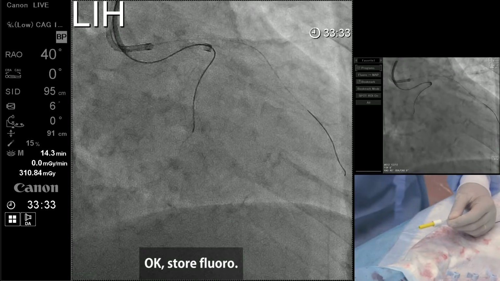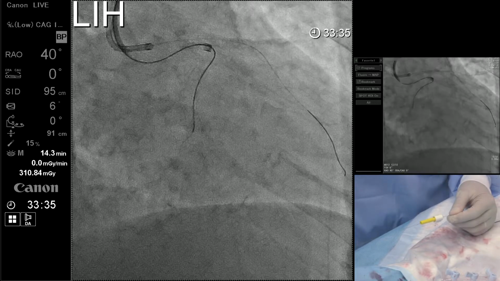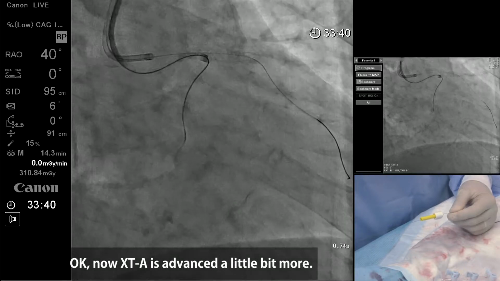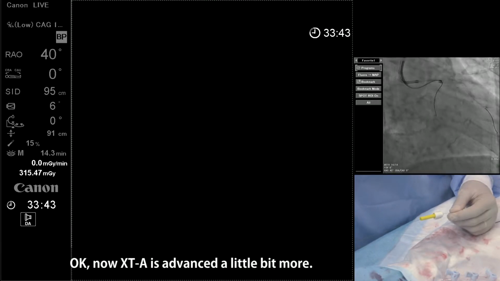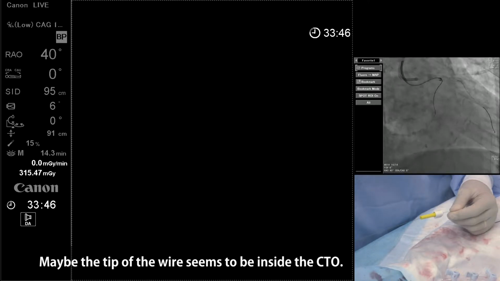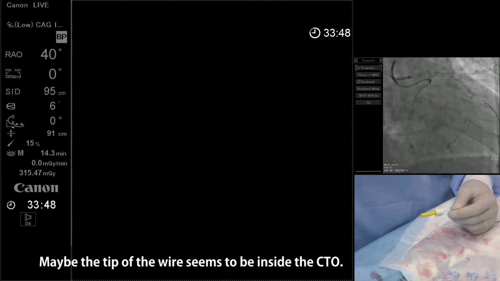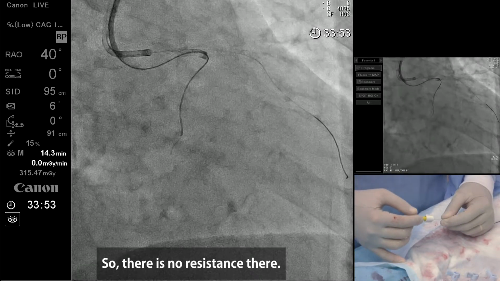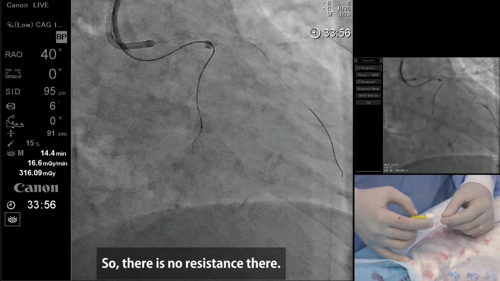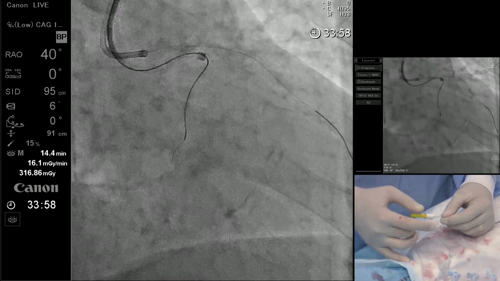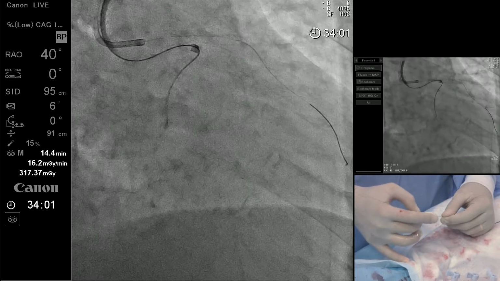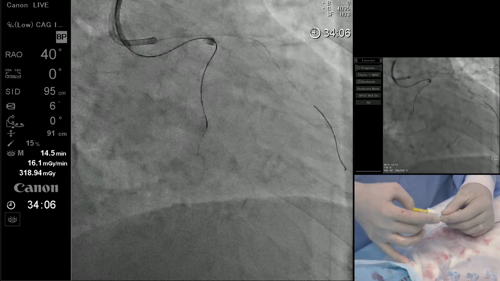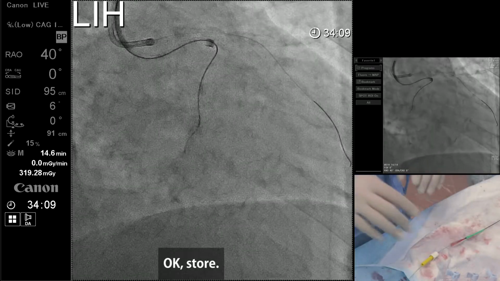Okay, store fluoro. Start. Okay, now the XTA is advanced a little bit more. Maybe the tip of the wire seems to be inside the CTO, so there is no resistance there. Okay, store.